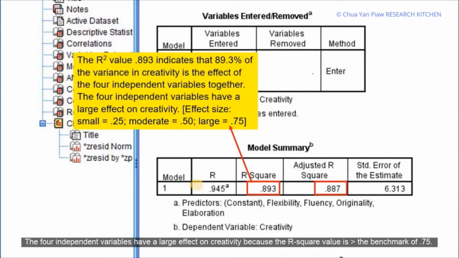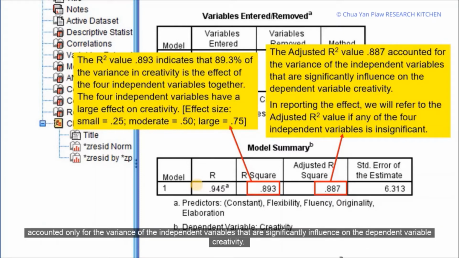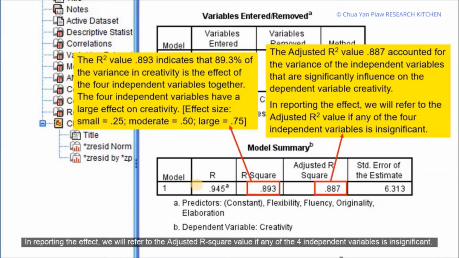The 4 independent variables have a large effect on creativity because the R-square value is larger than the benchmark of 0.75. This table also presents the adjusted R-square value. In this case, adjusted R-square equal to 0.887, accounted only for the variance of the independent variables that significantly influence the dependent variable creativity. In reporting the effect, we will refer to the adjusted R-square value if any of the 4 independent variables is insignificant, with the p-value larger than 0.05 or equal to 0.05.